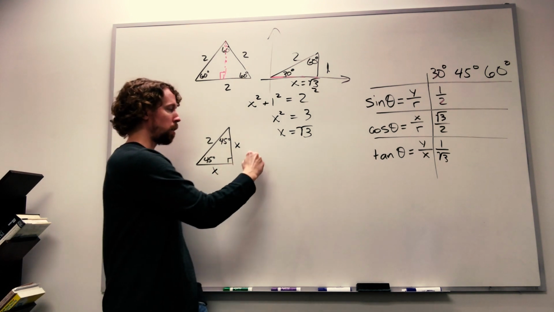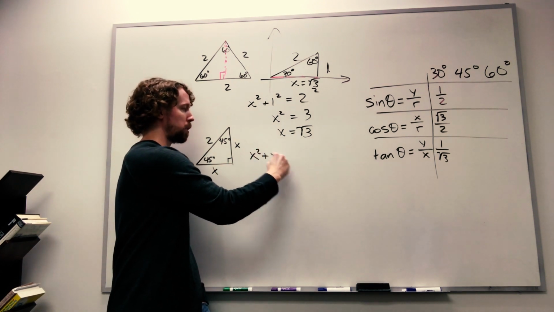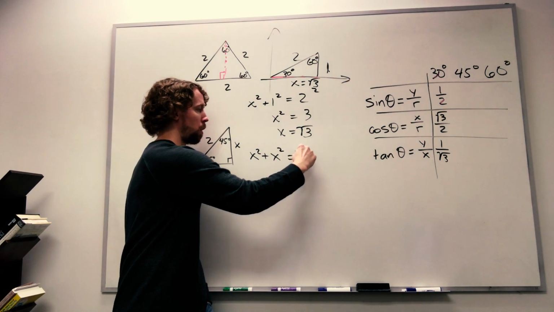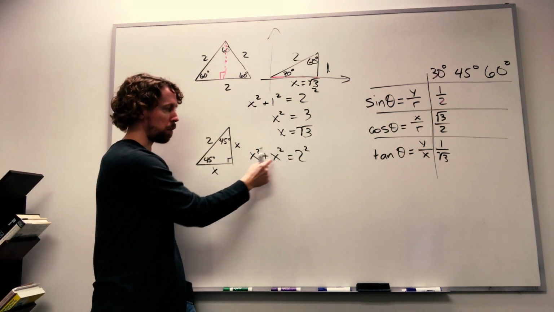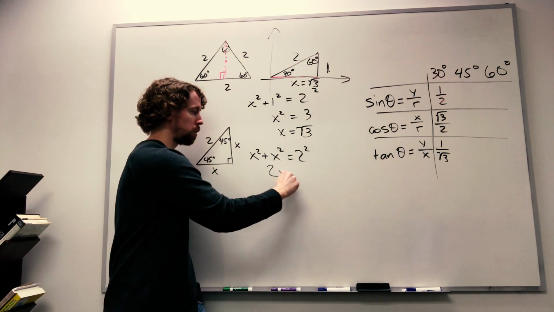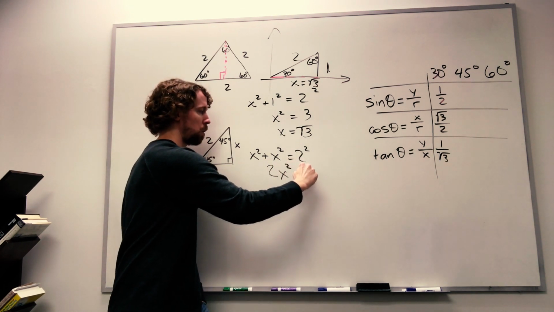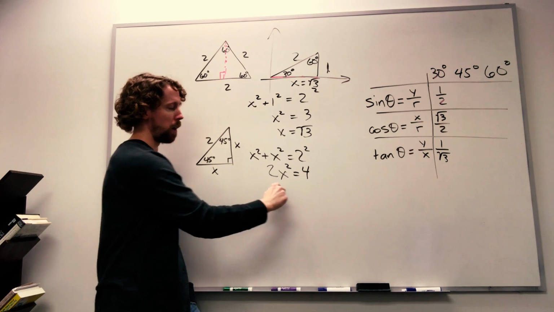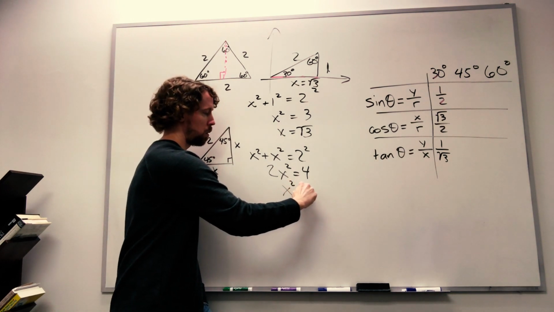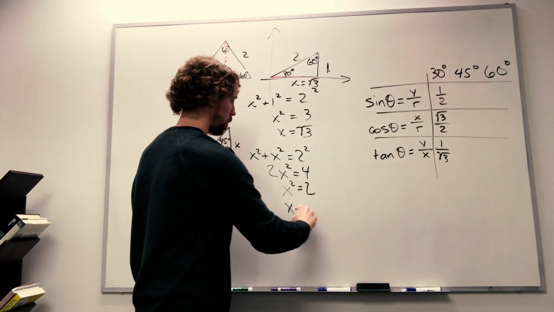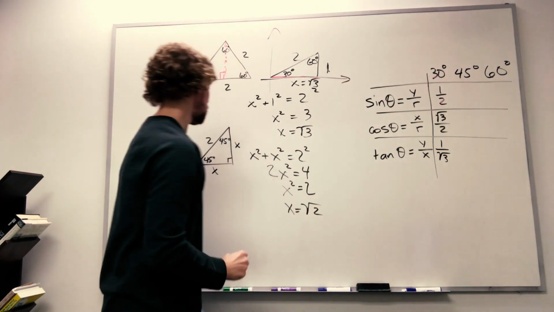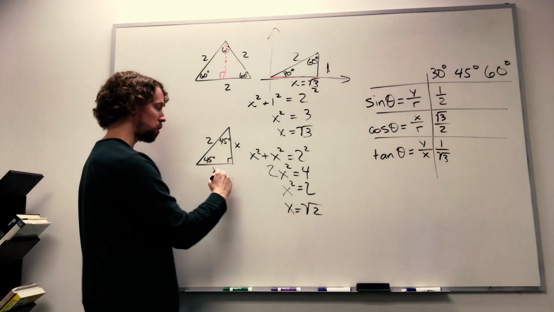Then the Pythagorean theorem tells me x squared plus x squared is 2 squared. If I have something plus itself, then I have 2 of those. Divide by 2, and then take the square root. So each of these sides is root 2.